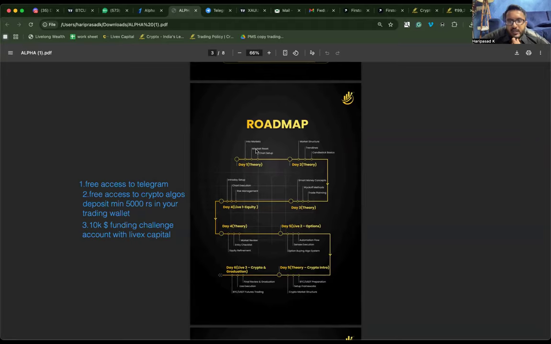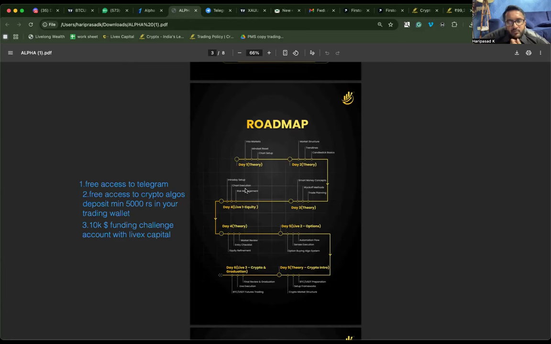Now, speaking about the second day, we're going to learn about market structure, trend line, candlestick, all those things. And then we'll be moving forward to understand some smart money concepts, Wyckoff methods, how we plan the trade, all those aspects. And then on the fourth day, we'll be having a live trading session to see how intraday trading basically works in live.